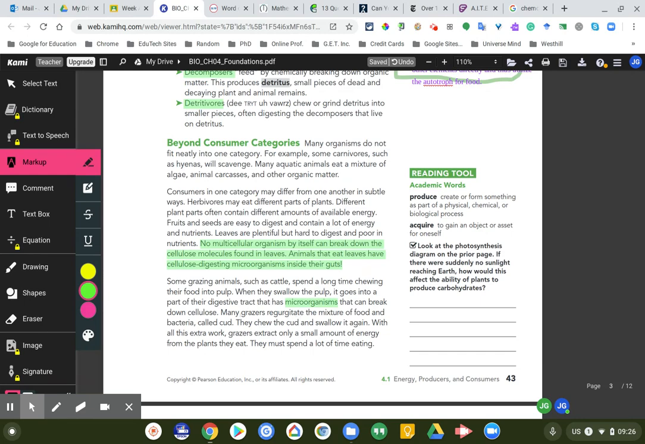Many grazers regurgitate the mixture of food and bacteria called cud. They chew the cud and swallow it again. With all this extra work, grazers extract only a small amount of energy from the plants they eat. Now, I don't think we're going to come back to that, but I think it's an interesting thing. They must spend a lot of time eating.